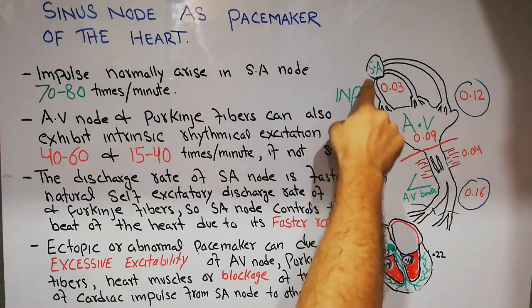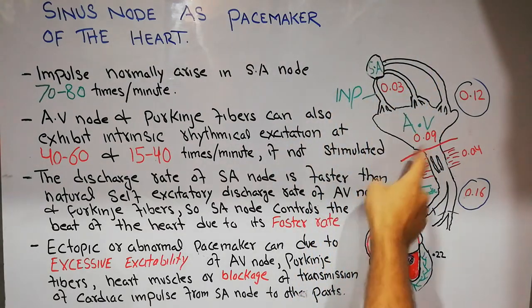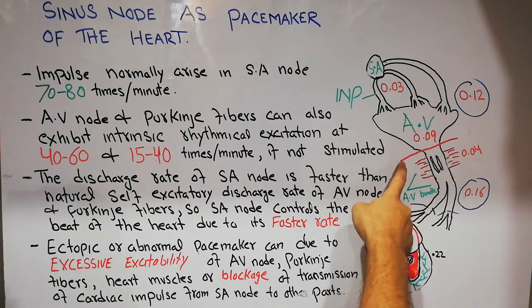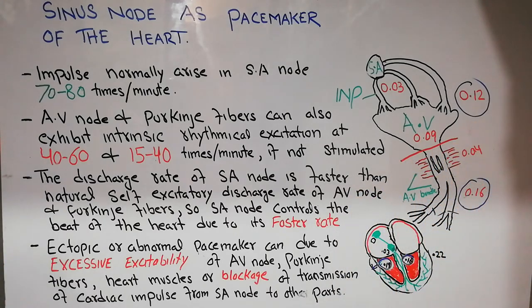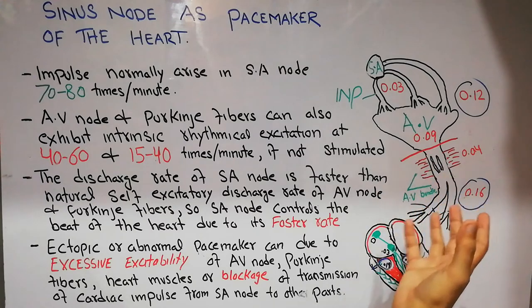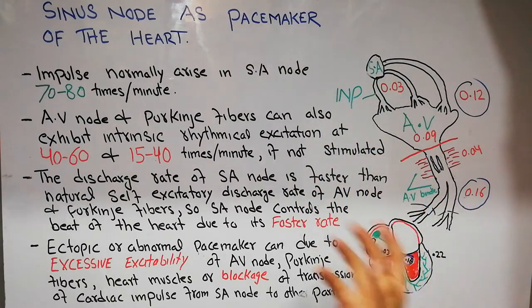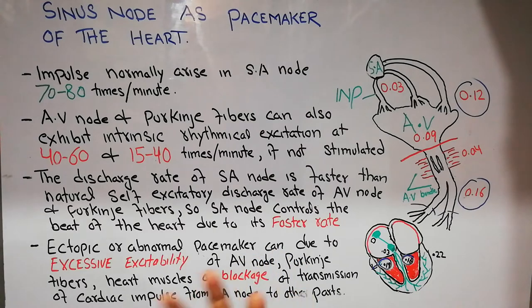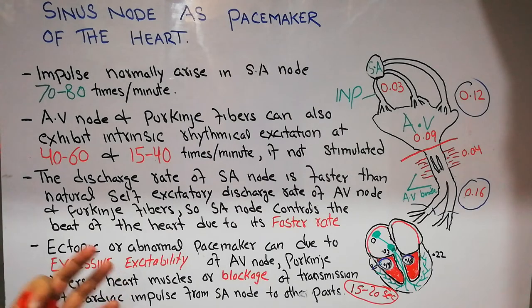If the signal from the SA node is blocked here, then the Purkinje fiber will take control of the heart, and it will become the pacemaker of the heart. But before it becomes the pacemaker of the heart, some 15 to 20 seconds will pass and the person will faint. The person will become unconscious for a while, and that attack is known as a Stokes-Adams attack.